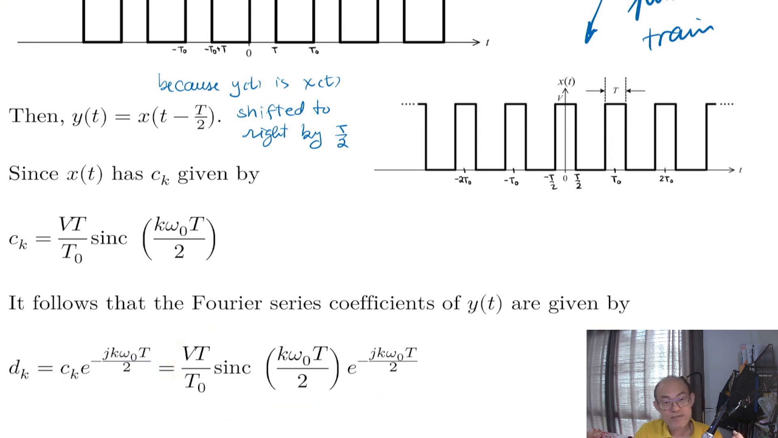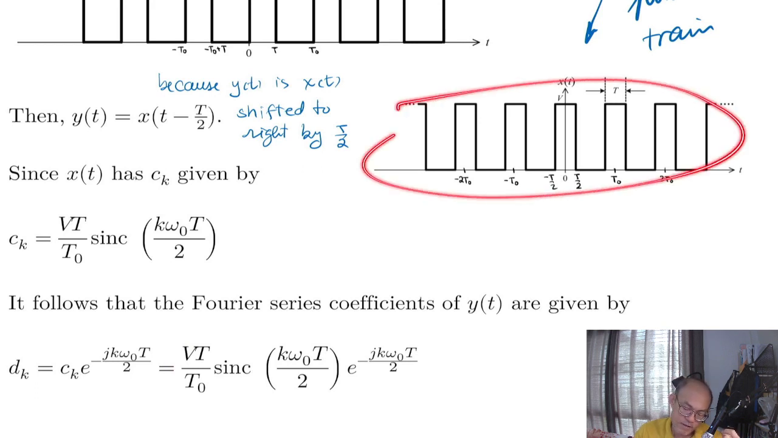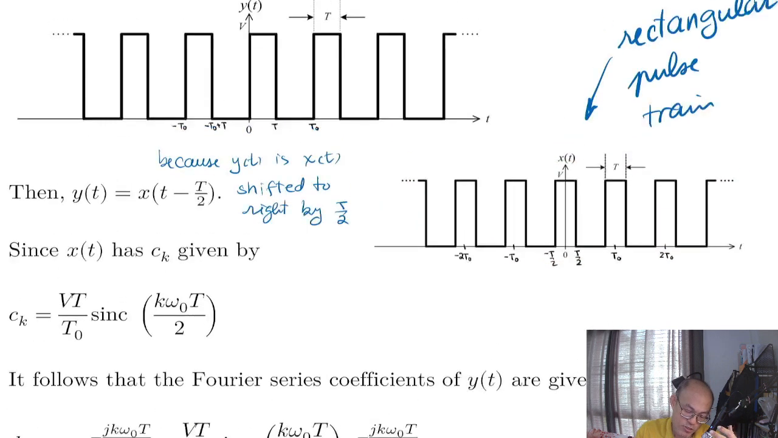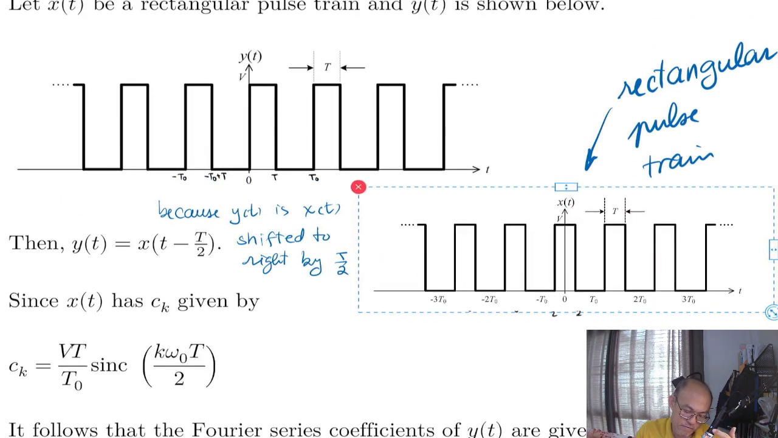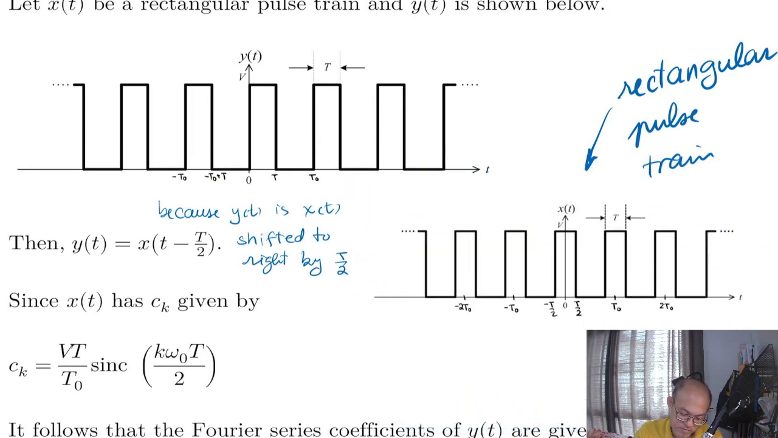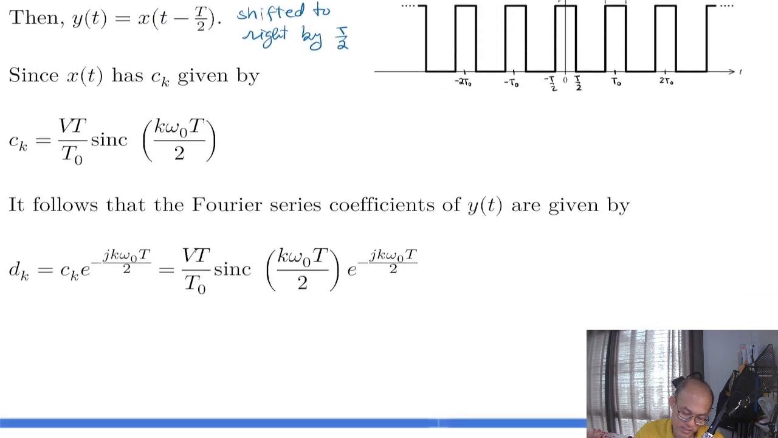Okay, quite easy, right? You don't have to do the integration again. If you know the Fourier series coefficient of this one, and you know the relationship between x and y, then you can find the Fourier series coefficient of y quite easily.